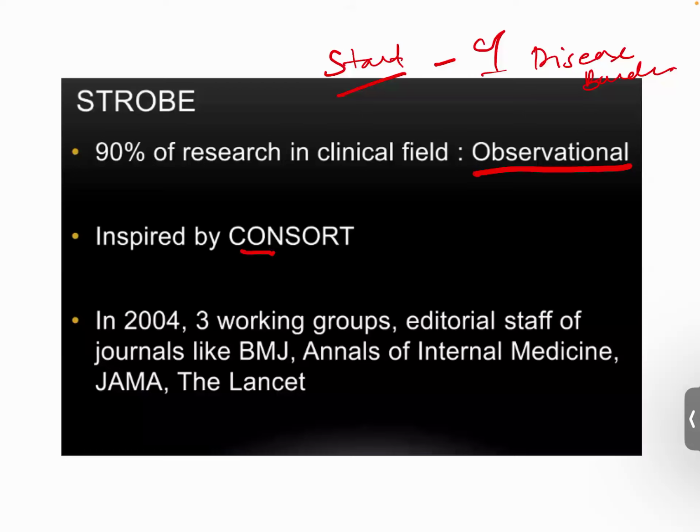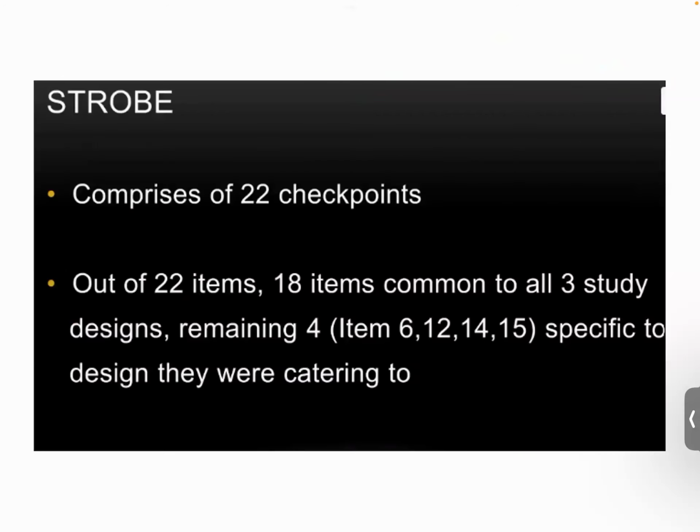They were of course inspired by the CONSORT guidelines. When they came in 2004, there were three working groups, editorial staff of leading journals: BMJ, Annals of Internal Medicine or JAMA, and the Lancet. They came together because these are the journals that also review research articles, right? They brought these guidelines. Now, these guidelines have almost 22 checkpoints. Checkpoints means a kind of checklist, like have you done this? Have you done this? Right.